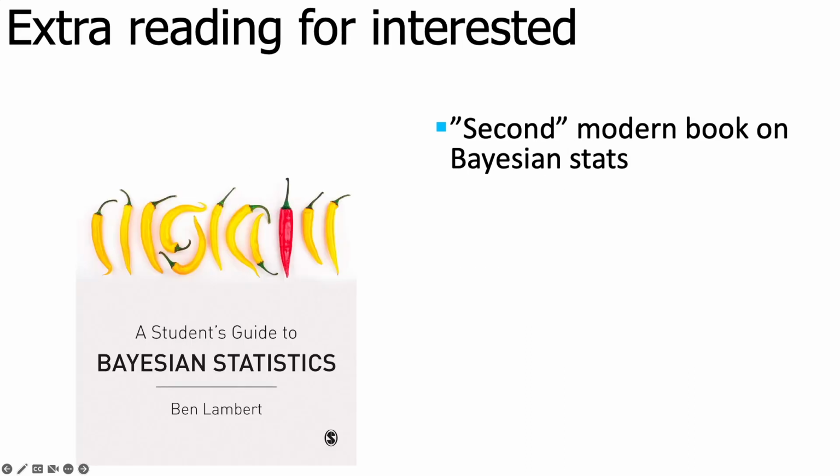However, there are some other things that you could get yourself familiarized with. One is the book by Ben Lambert called A Student's Guide to Bayesian Statistics, which is, let's say, a second modern book of Bayesian statistics. Because there are lots of classical books which I do not recommend because they do not really translate to modern tools very well. However, two books were released a few years ago. This was Statistical Rethinking by McElreath and Student's Guide to Bayesian Statistics by Lambert.